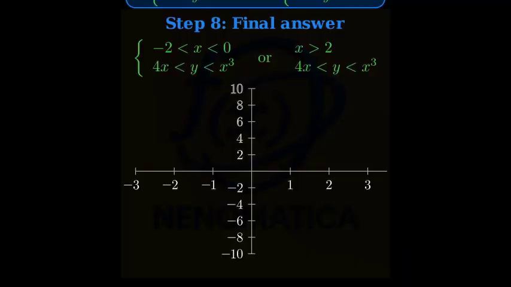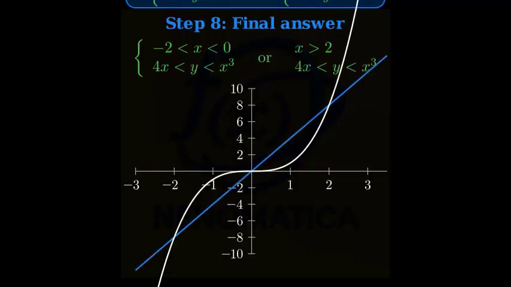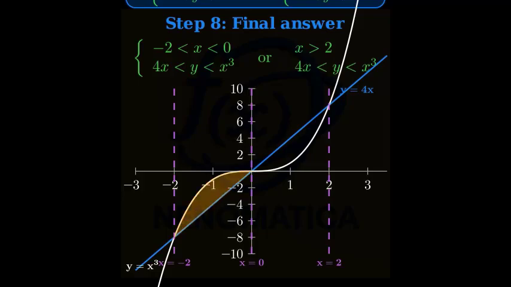Now, let us confirm the solution graphically. We plot y equals 4x and y equals x cubed. The feasible region is the set of points strictly between the cubic and the line, only for x between -2 and 0, and for x greater than 2.